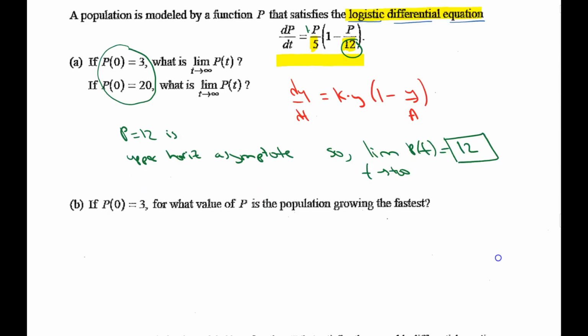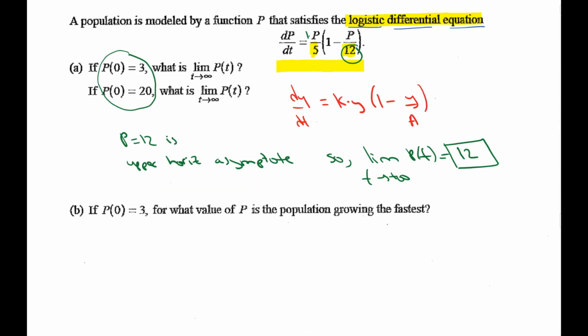Here's another part B. Part B is, again, really testing whether you recognize the significance of the logistic differential equation. If the initial value is 3, for what value of P is the population growing the fastest?